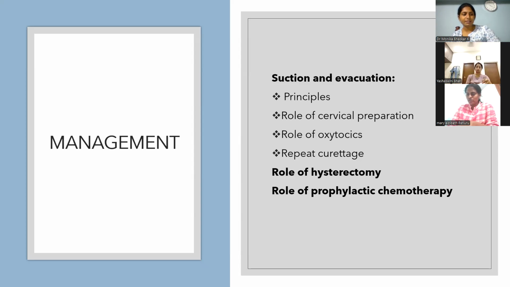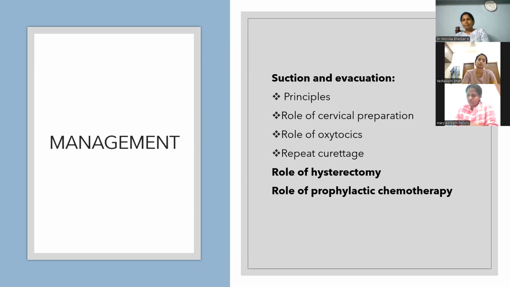The gold standard management of molar pregnancy is suction evacuation. There is nothing other than this management. So in a complete hydatidiform mole, what is the management? You have to do investigations and manage by doing a suction evacuation.